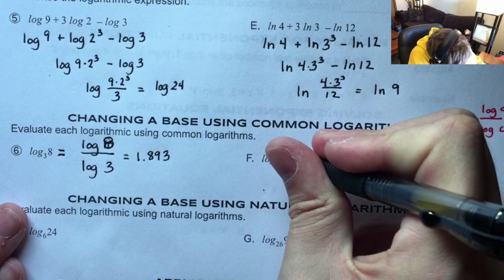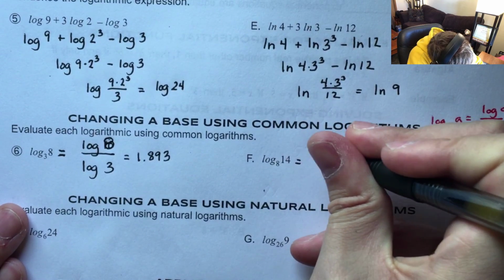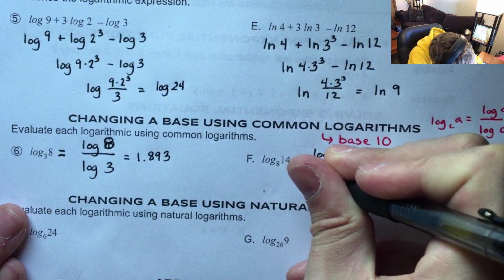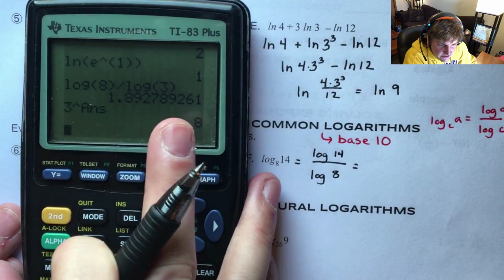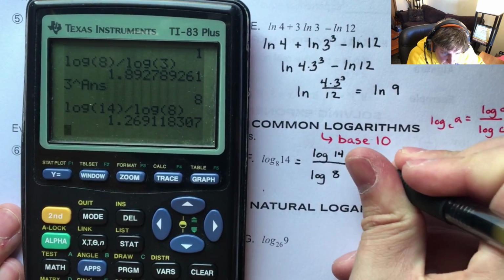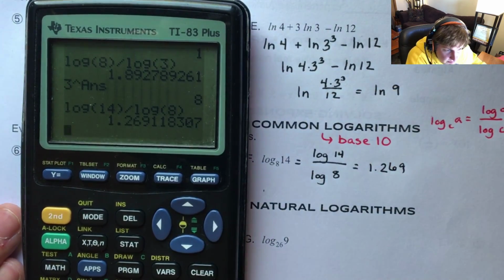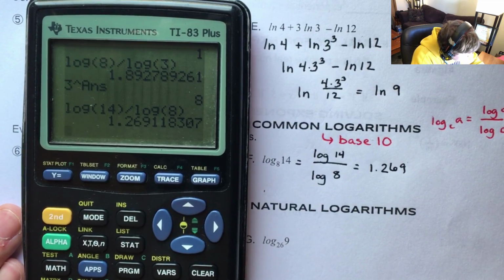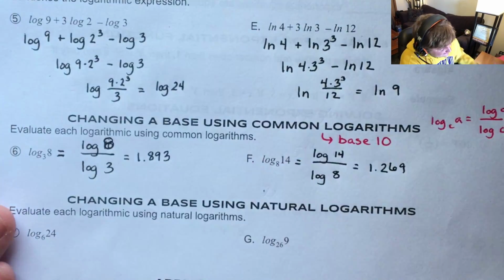Okay, so we're going to use the base 10 change of base formula. This is going to be log base 10 of 14 over log base 10 of 8. I can use my calculator to go log base 10 of 14 divided by log base 10 of 8. It's going to be approximately 1.269. This one would not round that 9 up; it would keep it the same. And again, I should be able to take 8 to this power, and it's going to give me 14, which is exactly what we wanted.